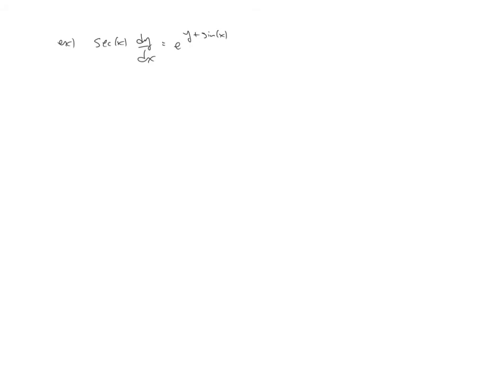Okay, so for this problem, we've got secant x times dy dx equals e raised to the y plus sine of x. So that entire y plus sine of x is in the exponent of the exponential base e. We're going to separate, but before we separate, we need to use a little bit of algebra here. You can see that in this exponent, you have both a y and an x.